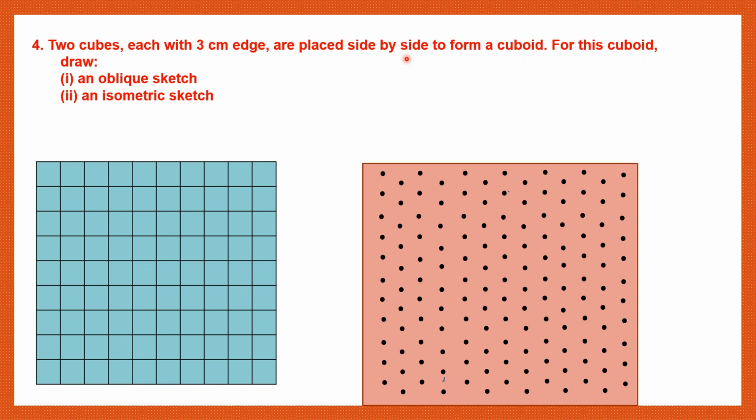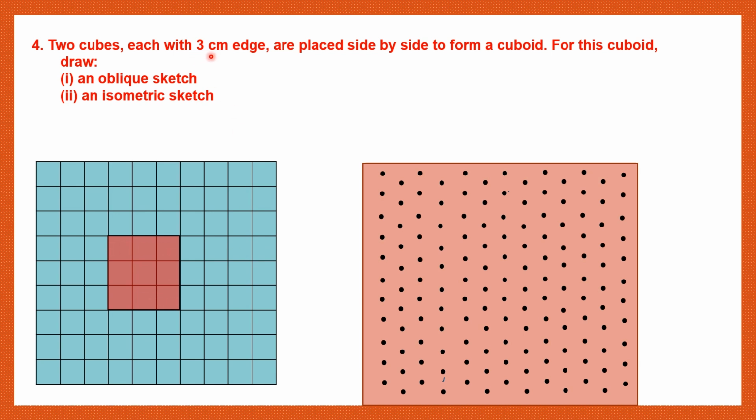So, for this cuboid, first we're going to draw an oblique sketch just like we did the previous one. And then we're going to do an isometric sketch. Now, this is called an isometric paper, dot paper. So on this we will be doing the second one where we take two cubes, place them side by side and then form a cuboid. So let's begin. So first, draw a square.